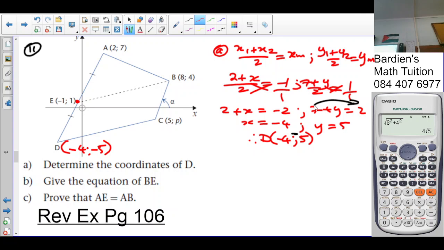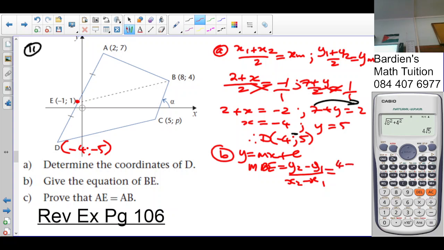B, the equation of BE. The equation of BE is y equals mx plus c. The gradient of BE is change in y over change in x. You all agree with that? Alright, so that would be 4 minus 1 over 8 minus 1. So that will give us 3 over 9, which is a third. You all agree with that?